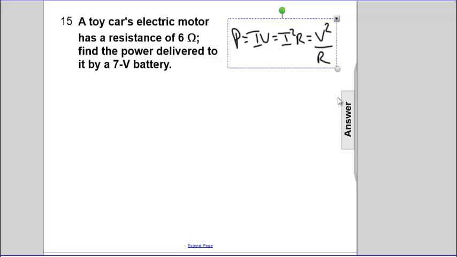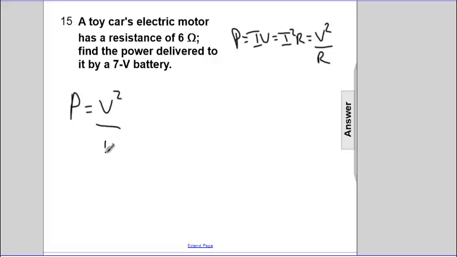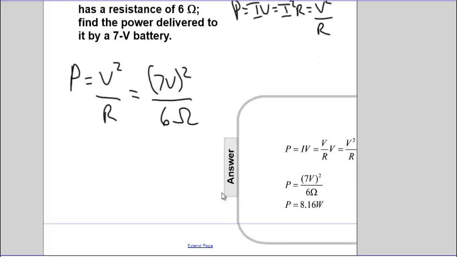And we have 7 volts applied to that. So again, we can use our relationship between power, voltage, and resistance. Power is still the voltage squared over resistance. The voltage here is 7 volts. We'll square that. The resistance is 6 ohms. 7 squared is 49 over 6. Let's reveal the answer. Save us the computation. 8.16 watts.